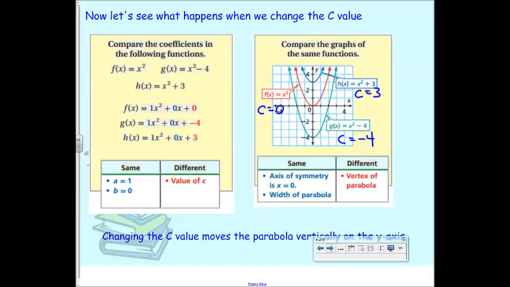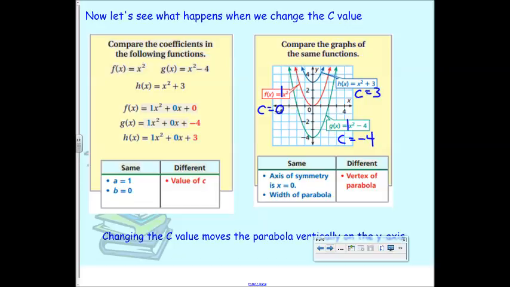So remember, again, think back to when we did this with linear functions. Your answers on a test or quiz for questions like this, I'm going to say, how does this compare to x squared? And you would say, for this one, it's the same width because A is still equal to 1, but you would say it moves down 4.